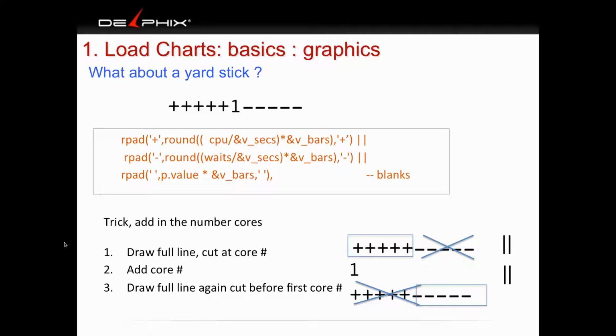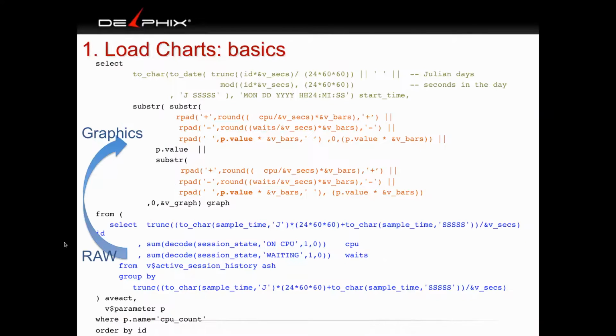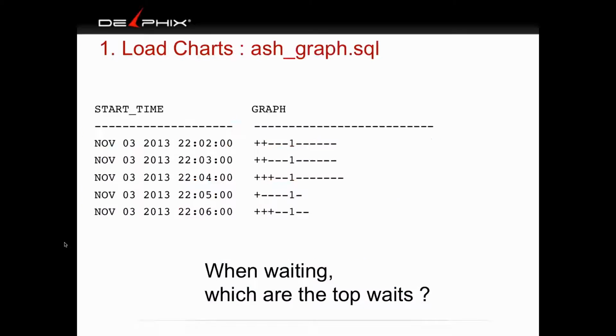So how do I do that? The way I do it in SQL is I draw the whole bar twice. The first time I draw the whole bar and slice off up to the CPU count. I concatenate the CPU count, and then I draw the whole bar again and slice off the bottom. So I'm going to go a little faster because this is a bit tedious. That's what it looks like in SQL. And the idea here is on the bottom in blue is that raw output, and then on top I mold it with graphics. I add the CPU weight bar. And this is what it looks like.